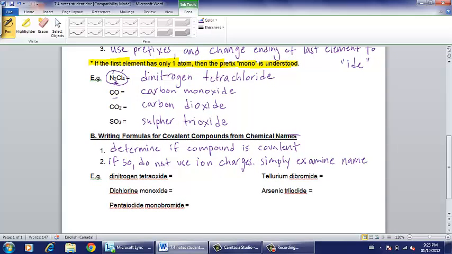So for example, dinitrogen tells you there's two N's, so N2. Tetra means 4, oxide, O4. Dichlorine, Cl2, monoxide, O. Pause the video now and try the next three on your own.